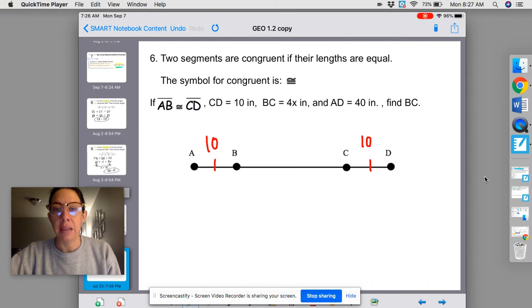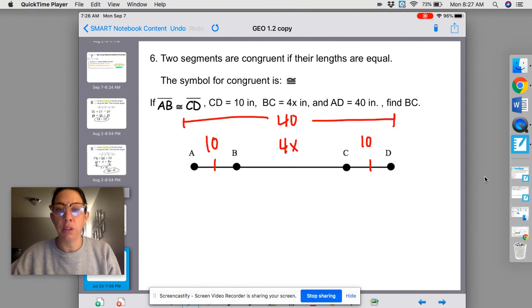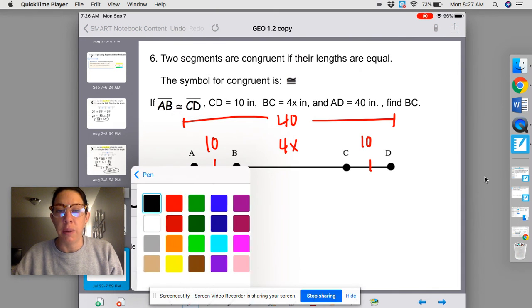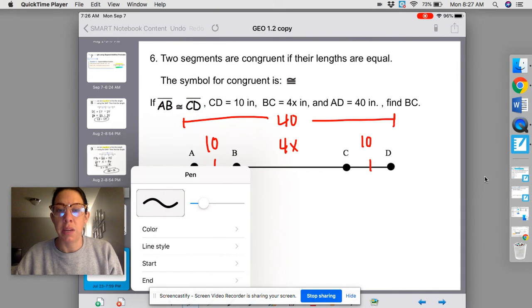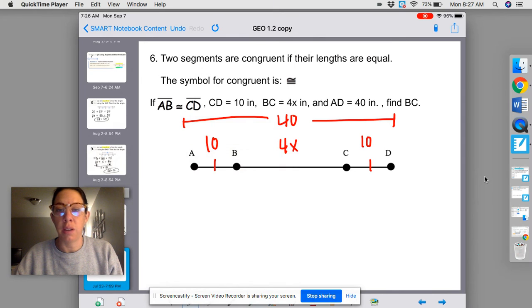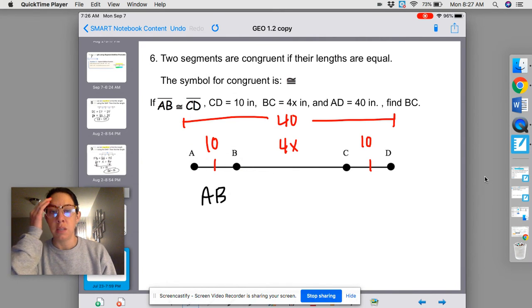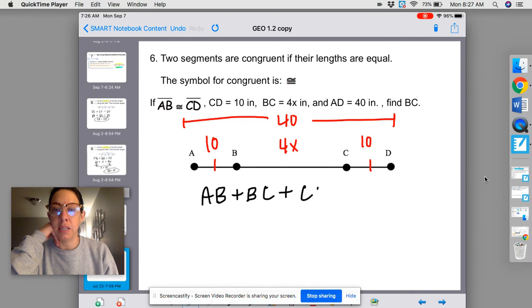Then I read BC equals 4x. So I'm going to label BC. And then the length of the whole thing, AD, is 40. So this is how I take clues and I label my diagram. Now I'm going to go ahead and use the segment addition postulate to write out an equation. So AB plus BC plus CD is all equal to AD.